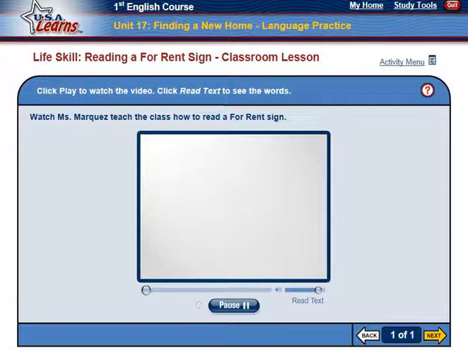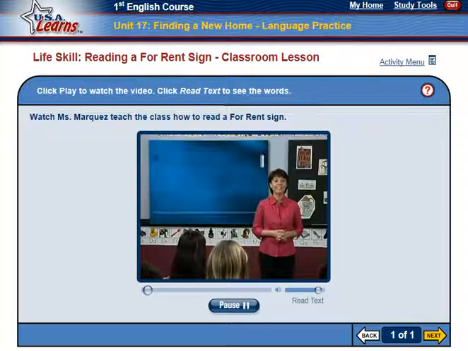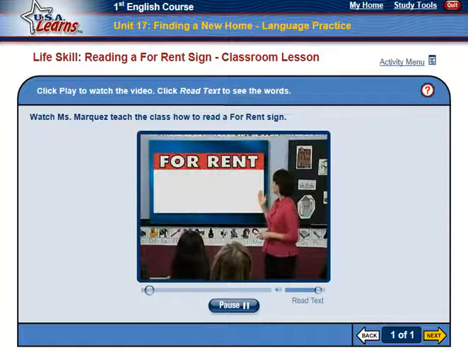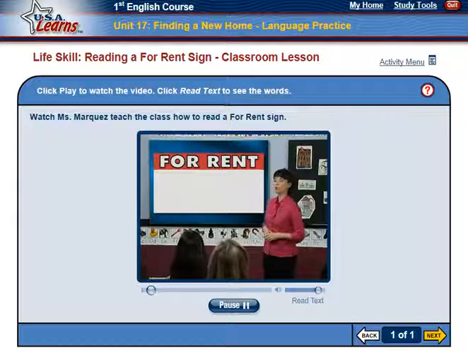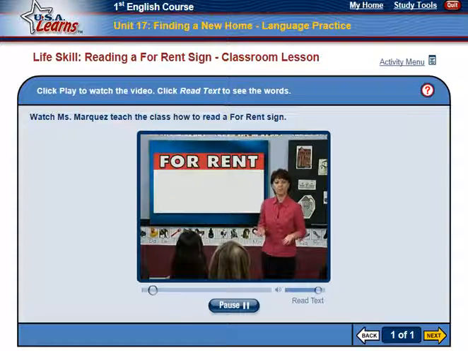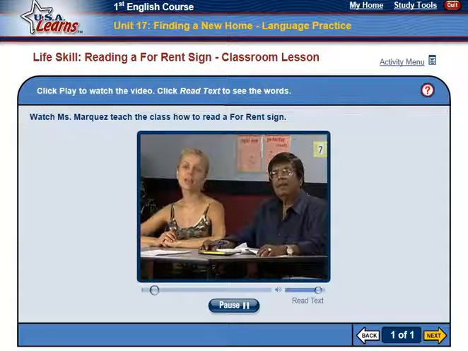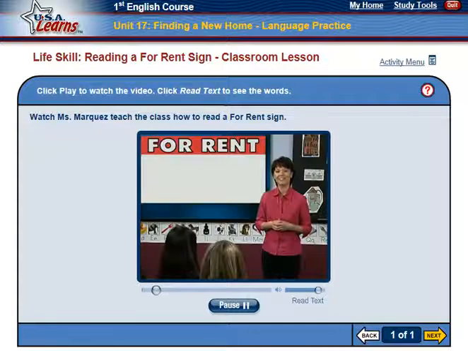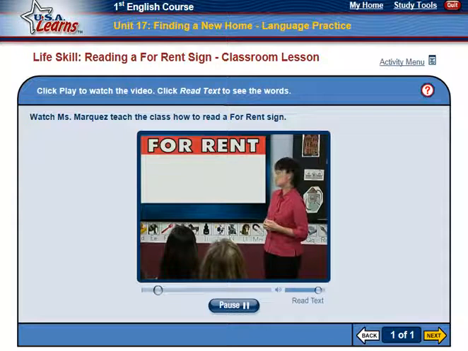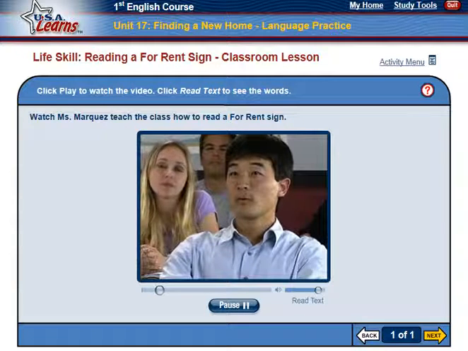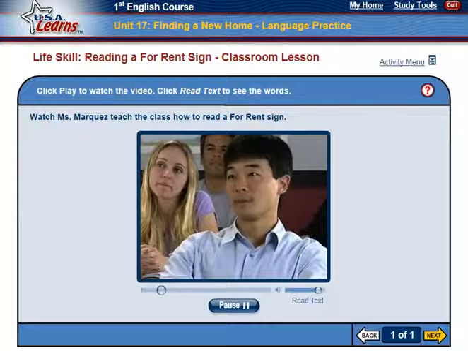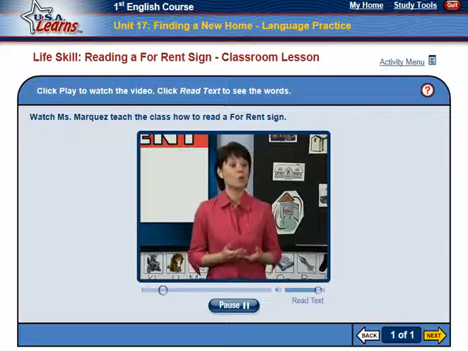Okay, class, let's take a look at this sign. This is a for rent sign. Where do you see these signs? In front of apartment buildings. What does the sign tell you? You can rent an apartment or house there. Right. Now watch as I make a for rent sign.